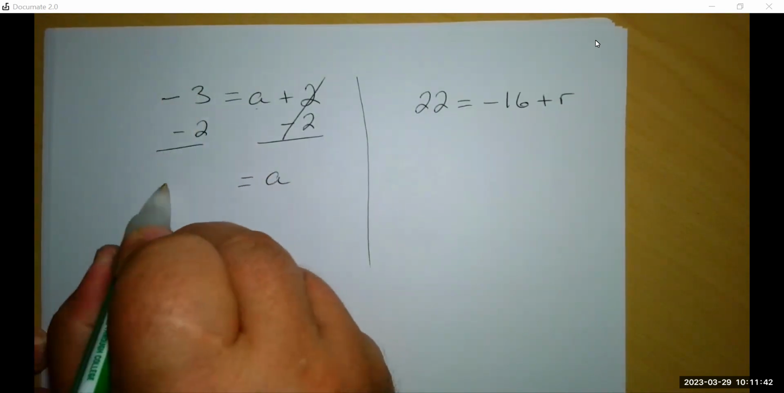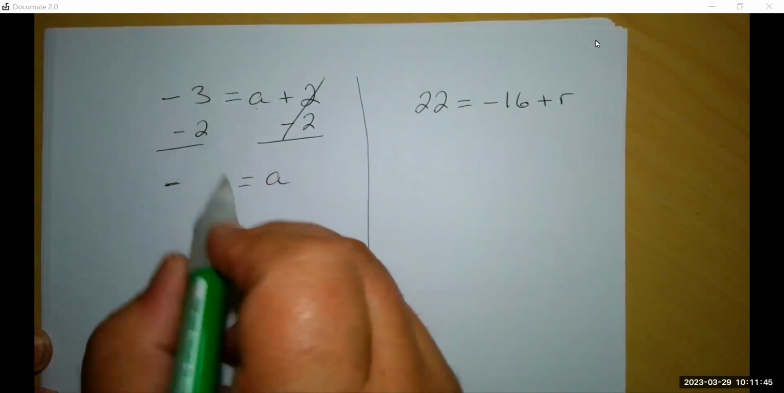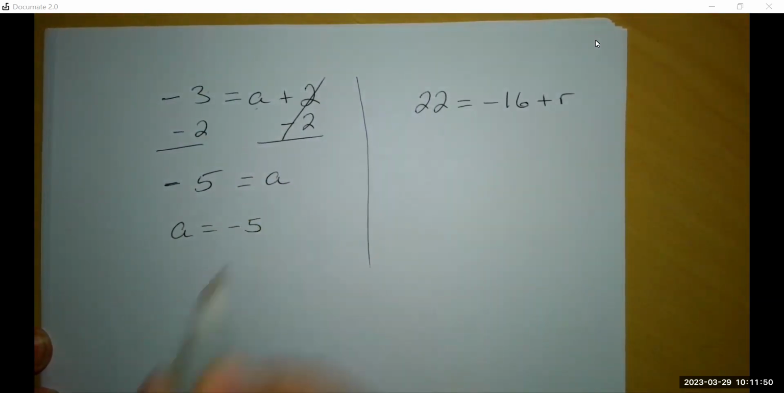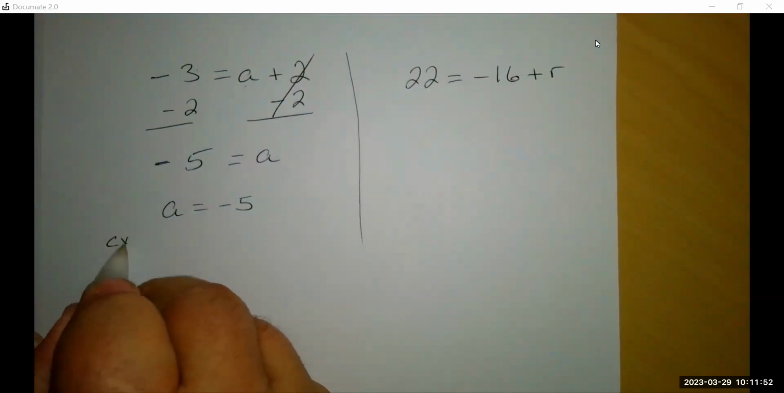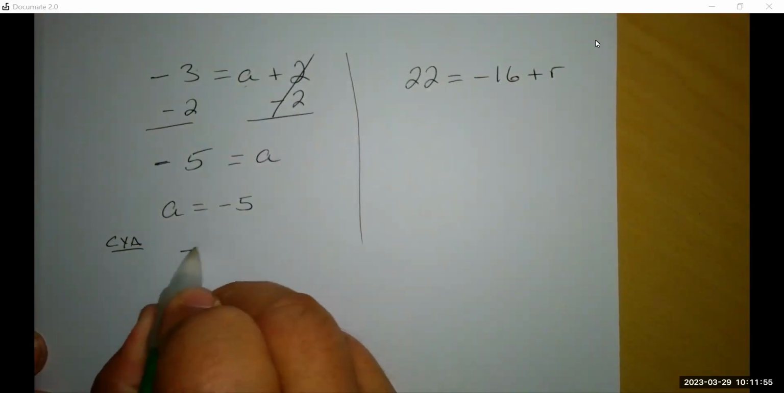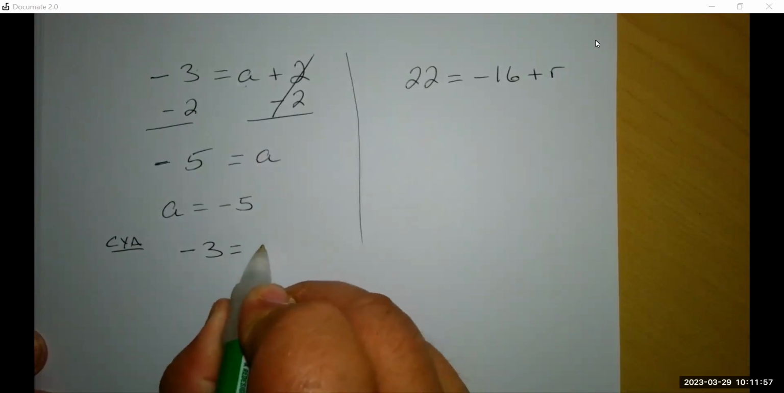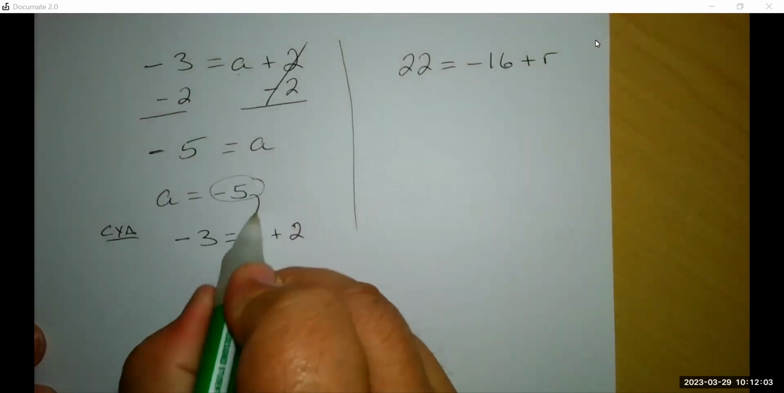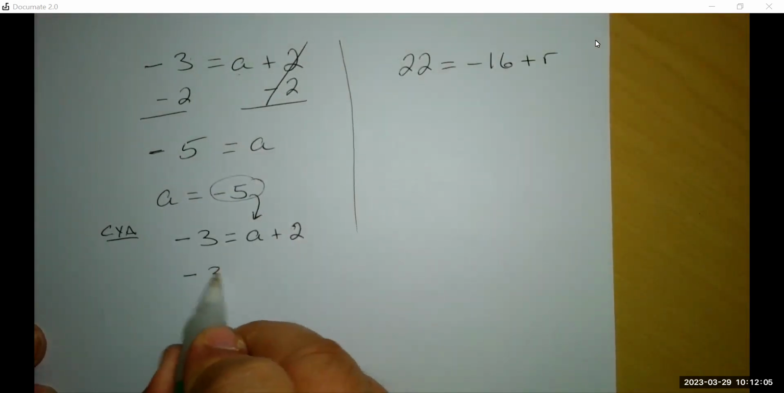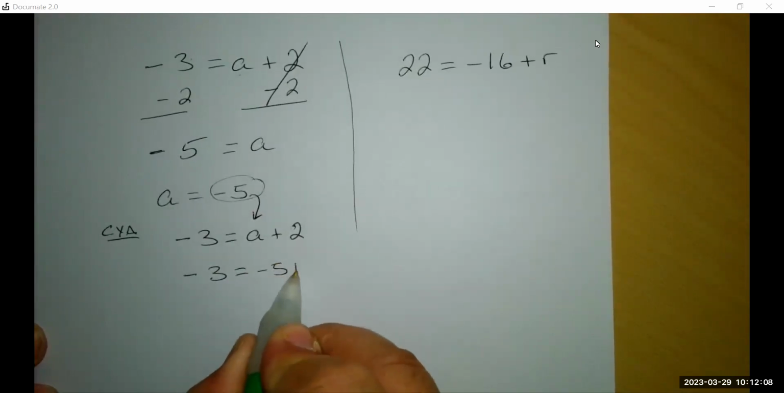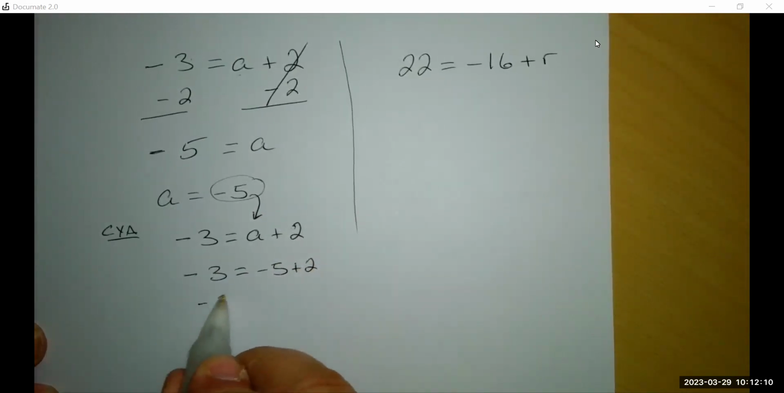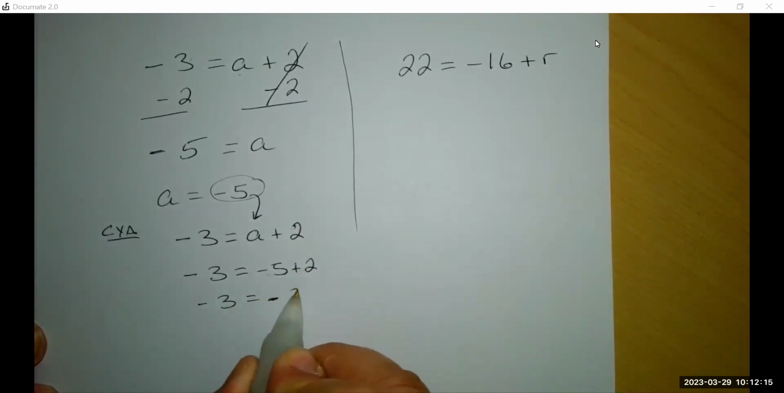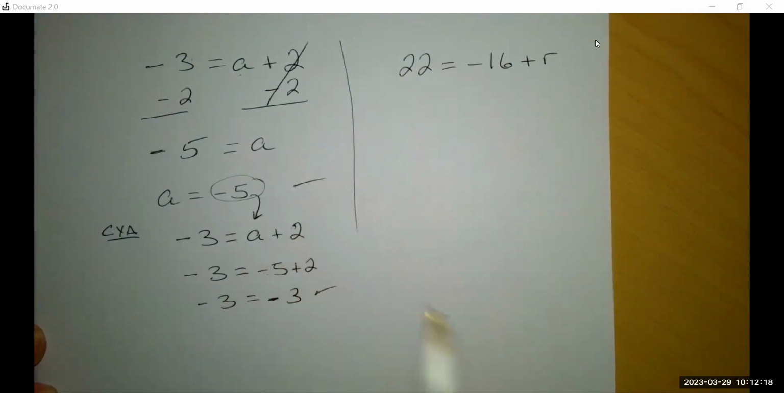Negative 3 minus 2, they're both negative. 3 plus 2 is 5. So the answer is negative 5. Check your answer. Negative 3 equals a plus 2. Put this in place of a. So negative 3. 5 and 2, 5 is bigger, so it's negative. 5 minus 2 is 3. So it's a good answer. So that's the answer.